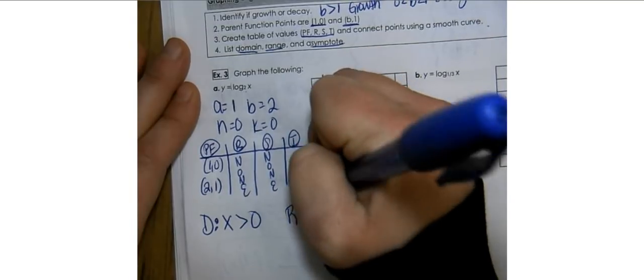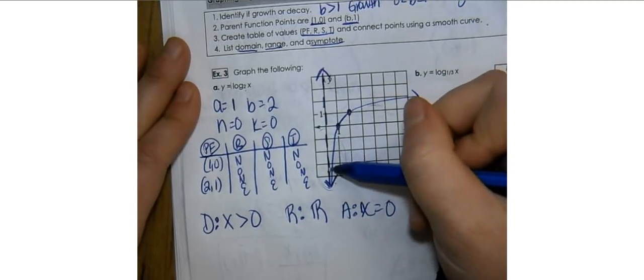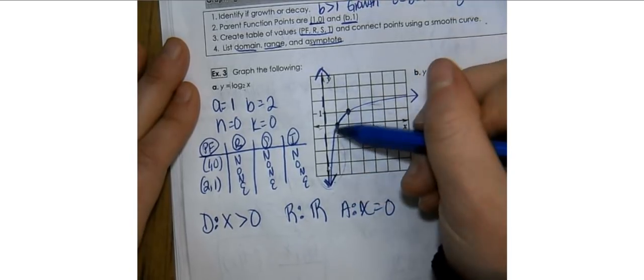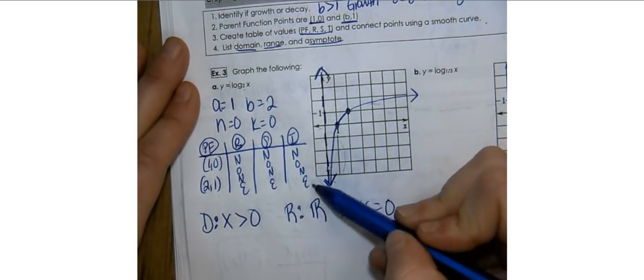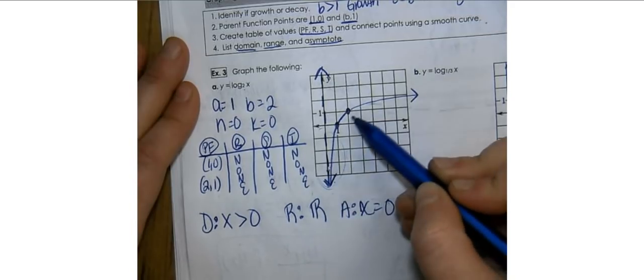So I actually have a vertical asymptote right here. So I need to make sure that I show that there's some space in between my vertical asymptote and my graph. Please do not make your graph cross the y-axis. Please do not do that. All right, so that was letter A.